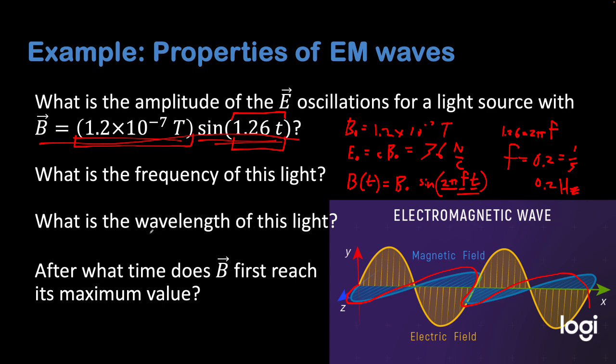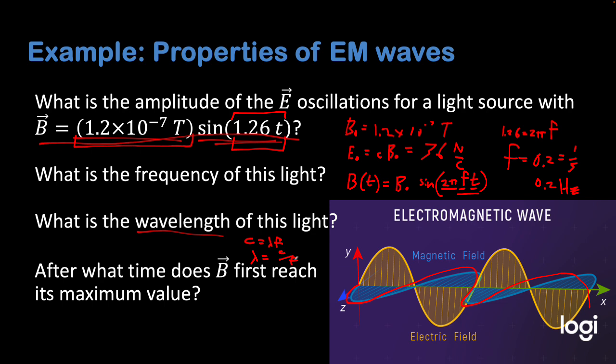Now, then we could say, okay, well, if we know the frequency, what is the wavelength? And here we can use the relationship between wavelength and frequency to tell us the speed is equal to those two, wavelength and frequency, multiplied together. So we could solve that for the wavelength and say that's c divided by f.